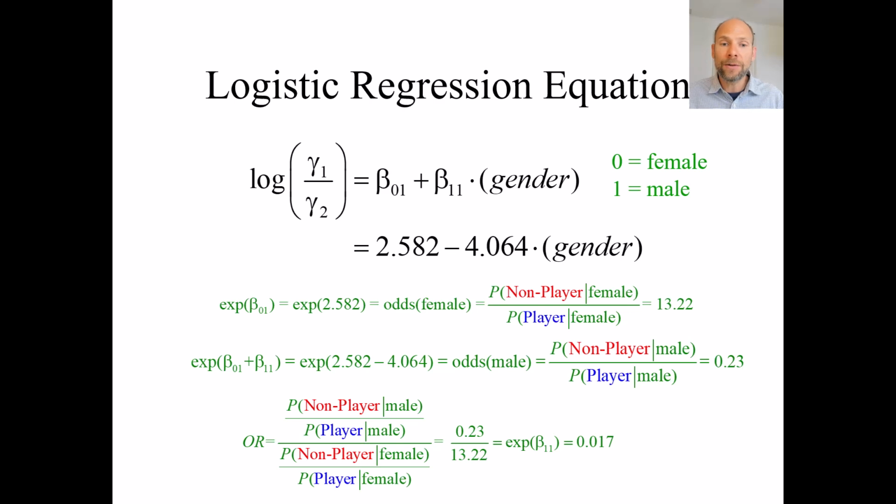And that's equivalent to exponentiating the logistic regression slope coefficient beta 11. So if we exponentiate negative 4.064, that also gives us the odds ratio, and that's more straightforward than first computing the odds and then computing the ratio of the odds. You can just simply exponentiate beta 11, in this case negative 4.064 exponentiated, and that gives you the odds ratio. And so here the odds ratio is 0.017.